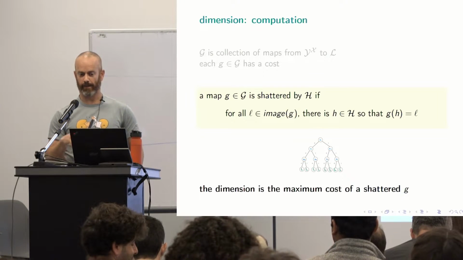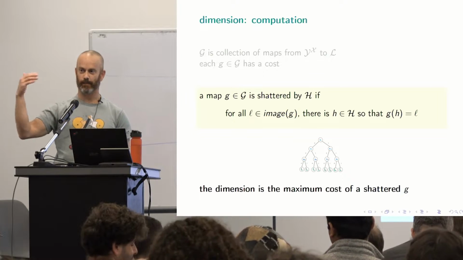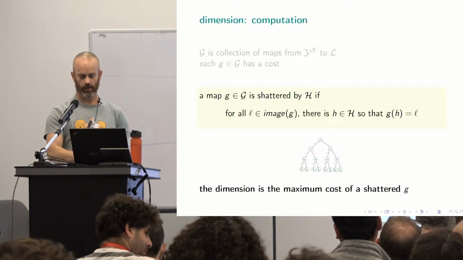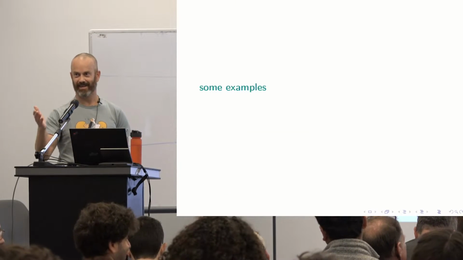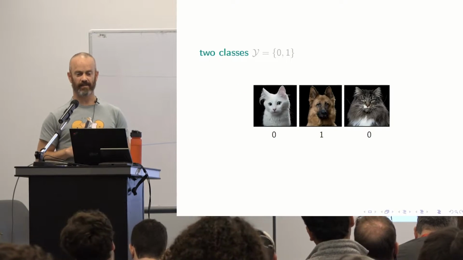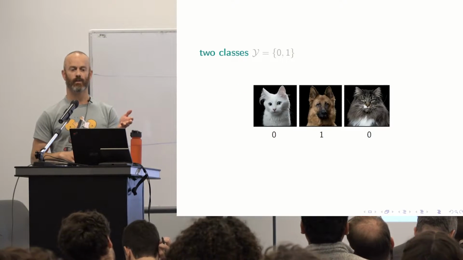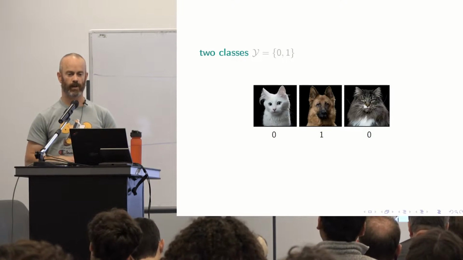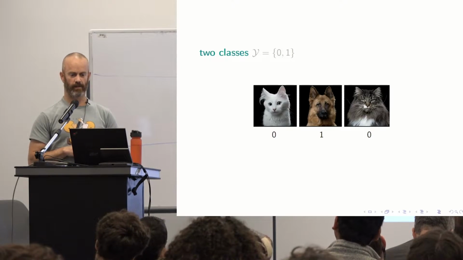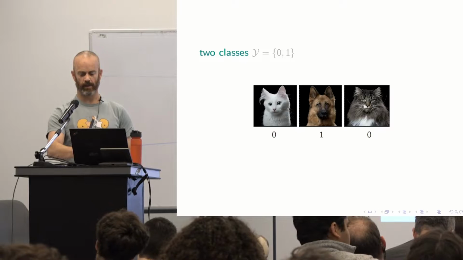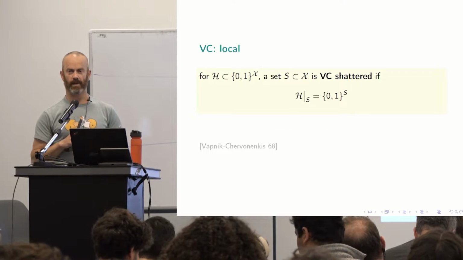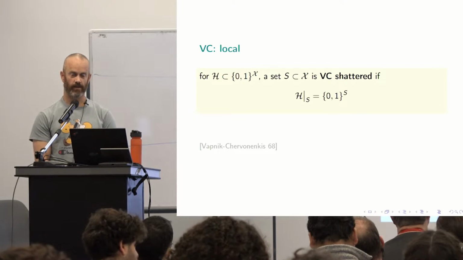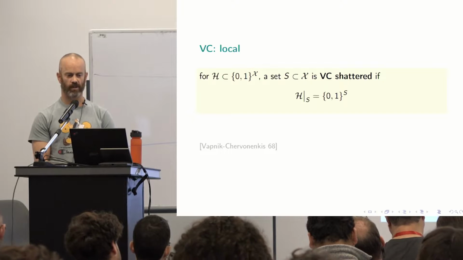So this was high level. Now the thing I'm going to do is give many examples of this idea. So here are some examples. Let us start with the simplest setting where we care about binary classification, where y is just 0 and 1. This is the simplest scenario. And the most well-known example is called the VC dimension. The VC dimension assigns an integer or infinity to a collection of functions.